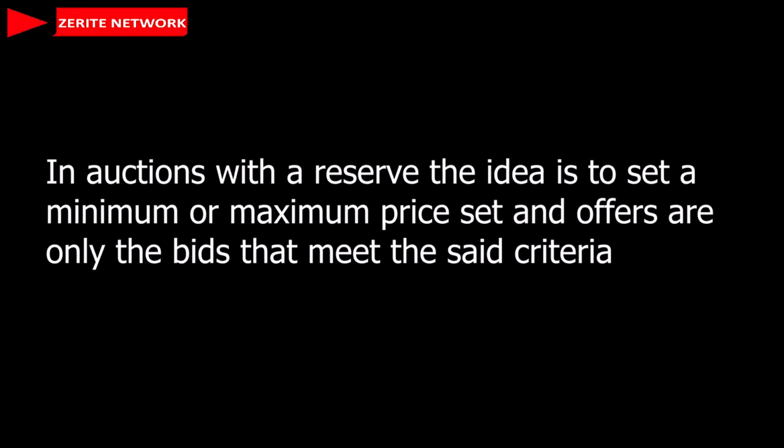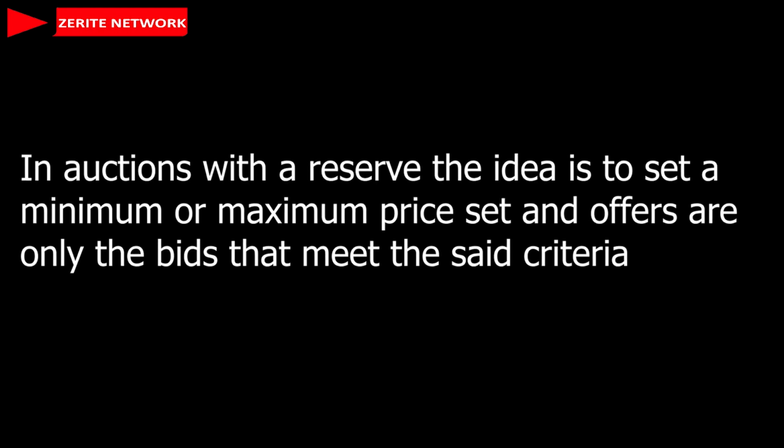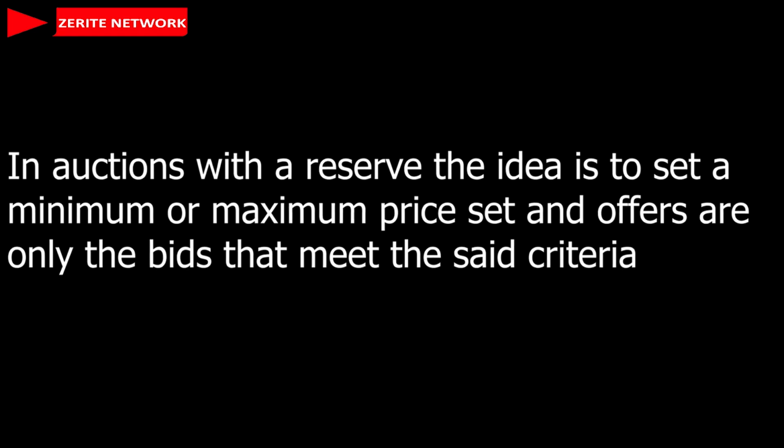Now, the other thing that isn't an offer is auction. With auctions, the key thing to look at is whether there is a reserve or there isn't one. Here's what I mean. In auctions with a reserve, the idea is to set a minimum or maximum price, and offers are only the bids that meet the said criteria. So if you set a minimum asking price or minimum bidding price, then the person who meets that criteria, that qualifies as an offer. If you set a maximum, the person who meets that criteria, that's going to be an offer. The rest of the people, those aren't offers.